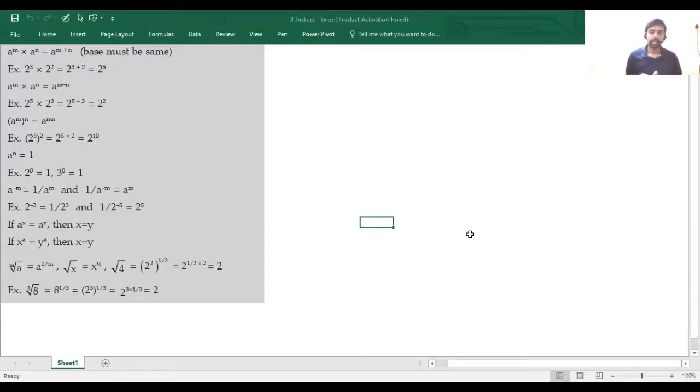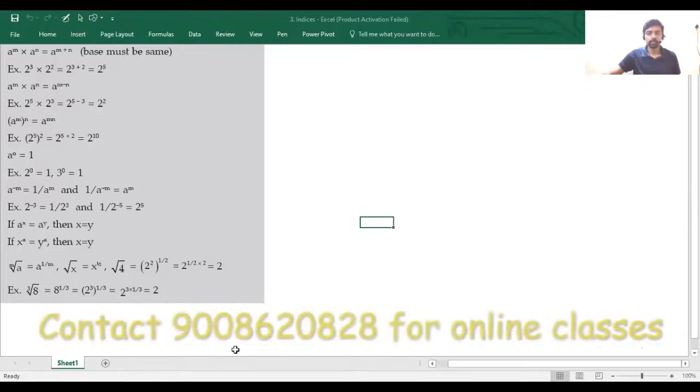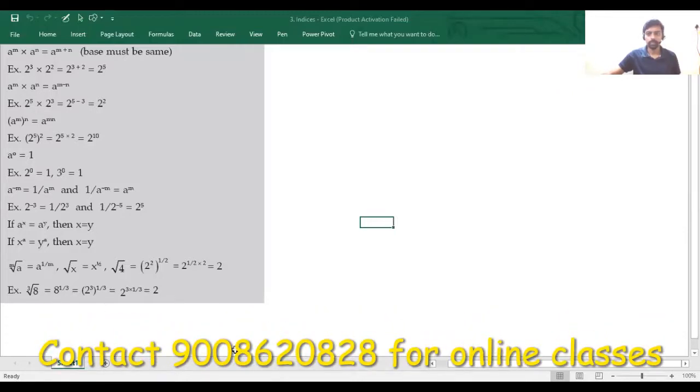So guys, we are done with ratios and then proportions. Now this is unit 3. So your unit 3 is indices. Now see, first we'll explain the meaning of indices.